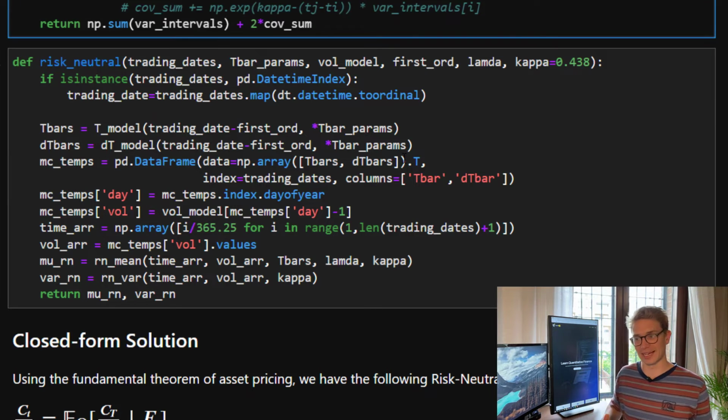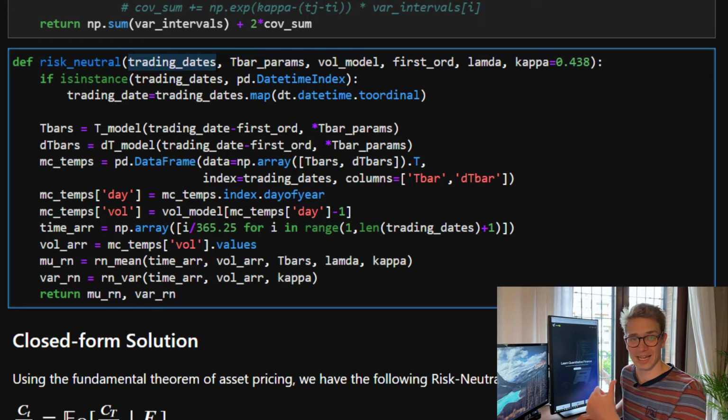Now, in reality, how am I actually going to apply both of these risk neutral measures? Well, I'm going to come up with another function. We're going to call it risk neutral. I'm going to read in our trading dates that we're interested in. I'm going to read in the T-bar parameters for our average temperature model, our volatility model, so our B-spline model. I've got the first ordinal, which defines the time that our model actually starts from. And then I've got lambda, our risk neutral constant, and then kappa, which I've defined from our model using the physical probability measure.